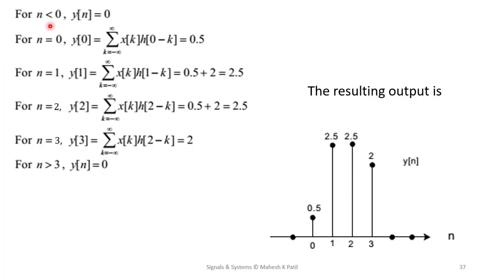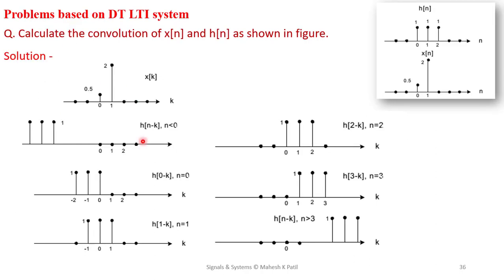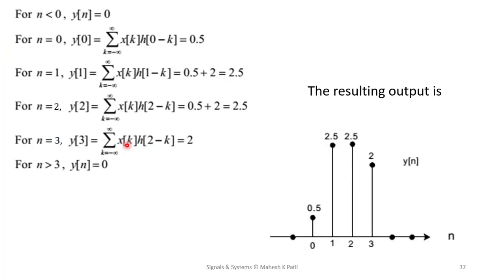Now we'll find out the outputs for different regions. So the first region is n less than 0. So we can observe here n less than 0. So this is h of n minus k and this is x of k. So x of k into h of n minus k. So its summation is observed. So you can find no overlapping between these two. So the output is 0 directly.